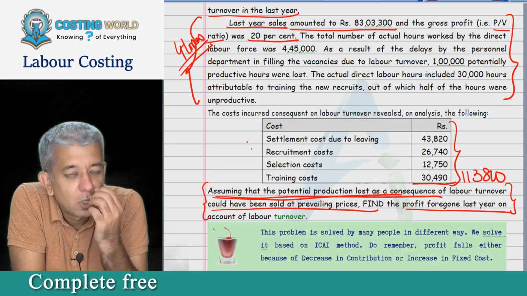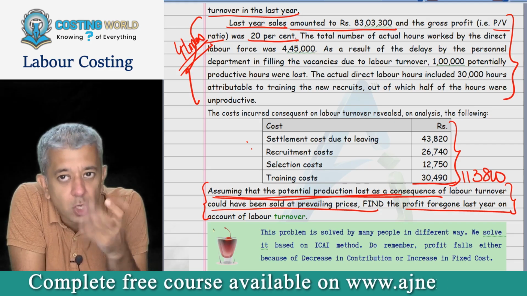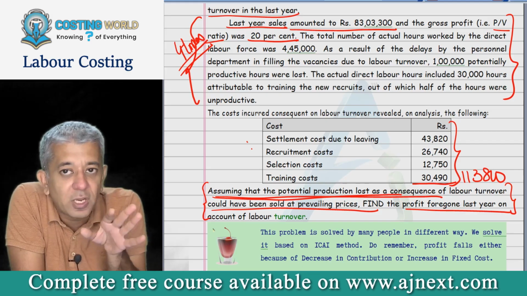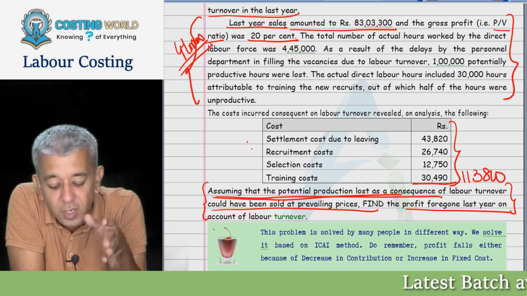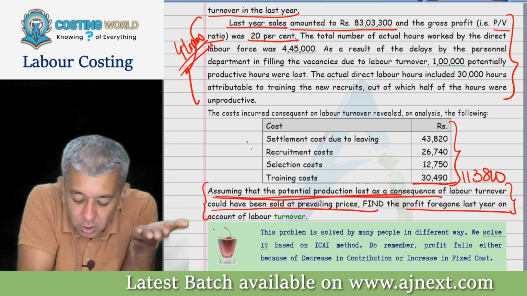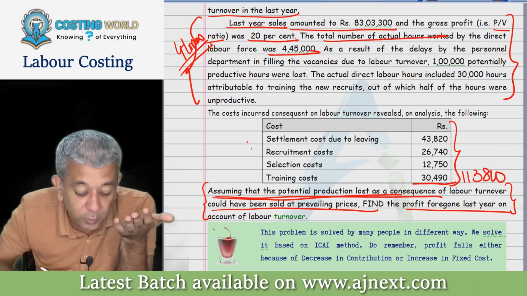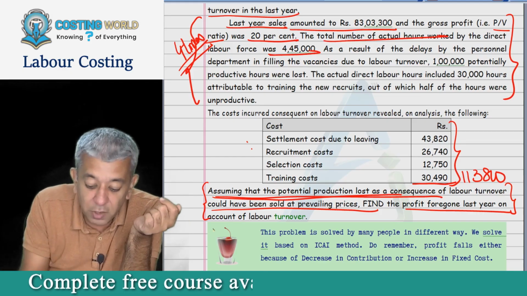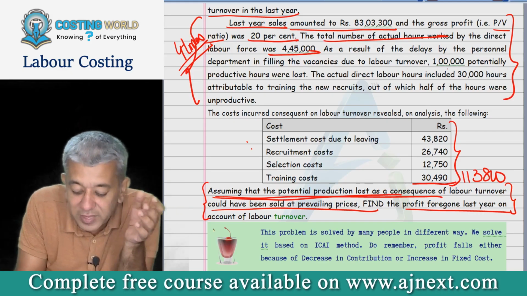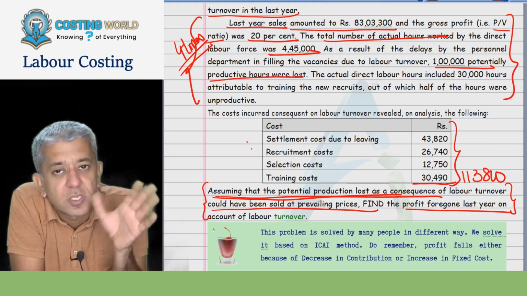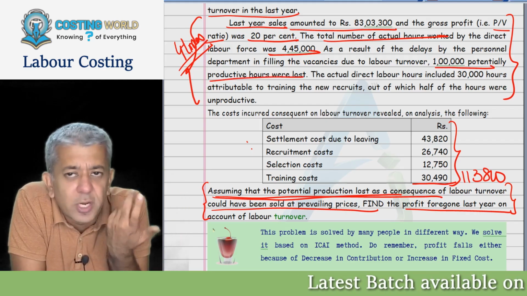No. Beta, those many hours were lost only because workers were not there. And 4,45,000 are actual hours worked. I told you to read it 4 times. These are the actual number of hours that were worked, 4,45,000. Out of that, no, it is not out of that. Apart from that, 1 lakh potential productive hours were lost. Can you say lost means workers were not there only? No.